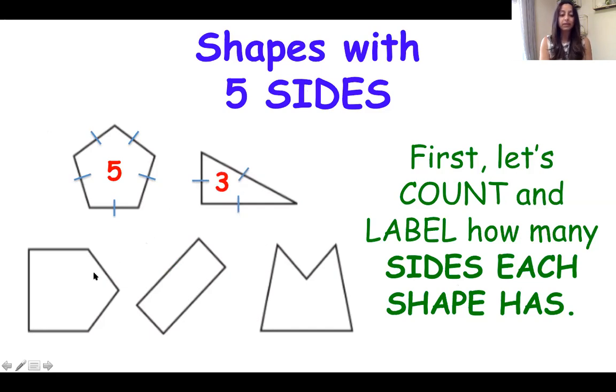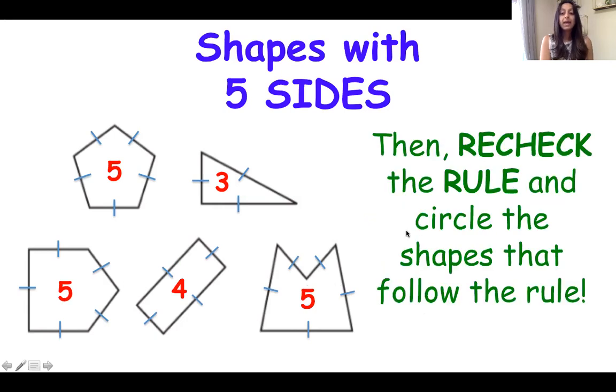Let's keep going. 1, 2, 3, 4, 5. This one has 5 sides. Let's count this one. 1, 2, 3, 4. This one has 4 sides. And our last one. 1, 2, 3, 4, 5. Very good. So now I counted the sides of all the shapes. Then we're going to recheck the rule and then circle the shapes that follow that rule.